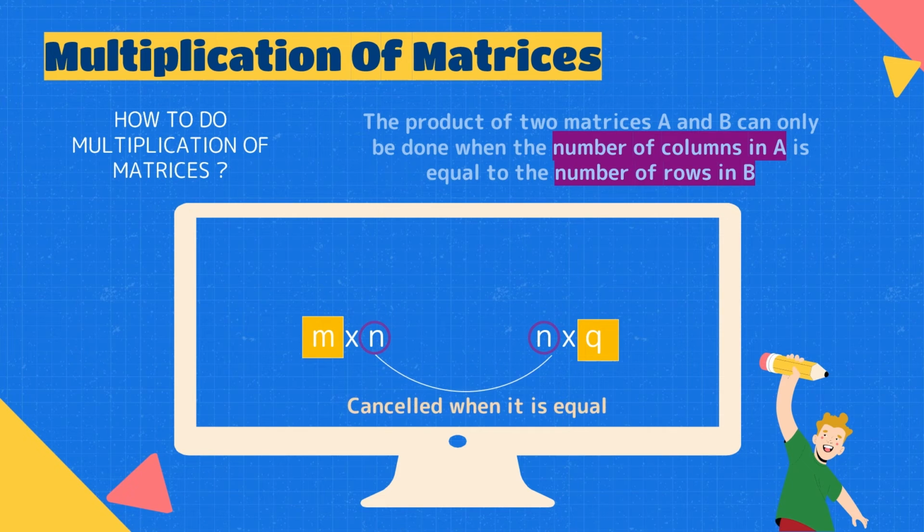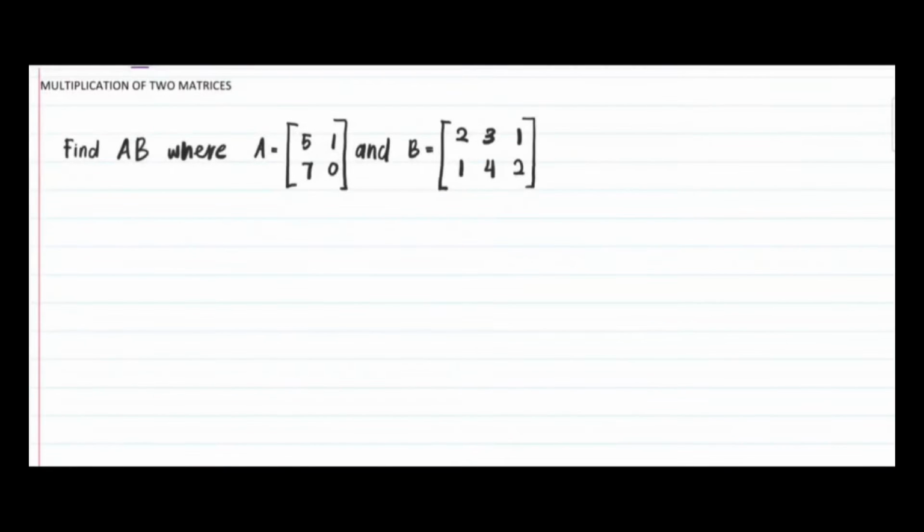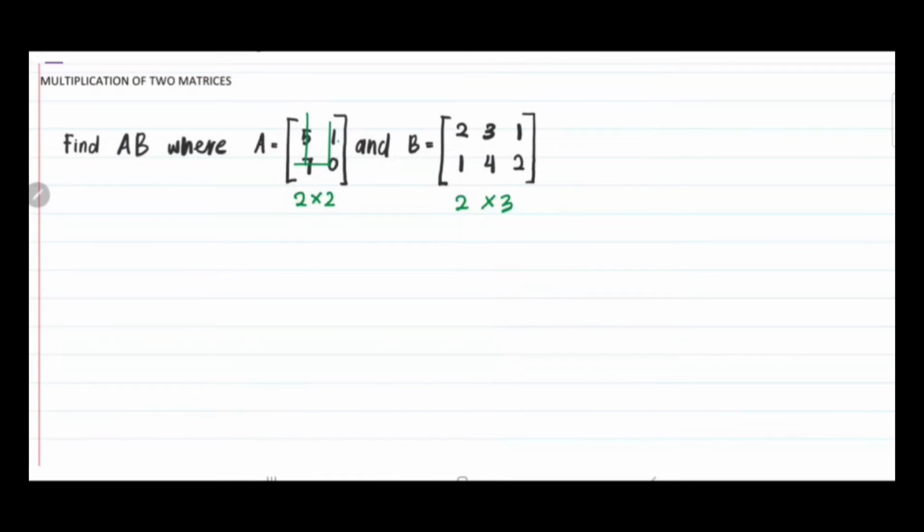Thus, the order of the product is n by q. For an example of multiplication of two matrices, we can know whether both matrices can be multiplied or not. So we must look at the columns of matrix A and the rows of matrix B. If they are equal, then both of these matrices can be multiplied. So we know that we must find matrix AB.